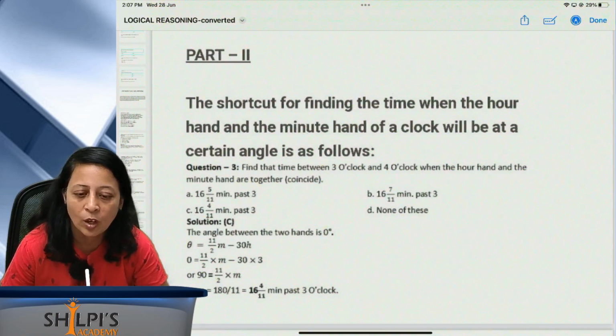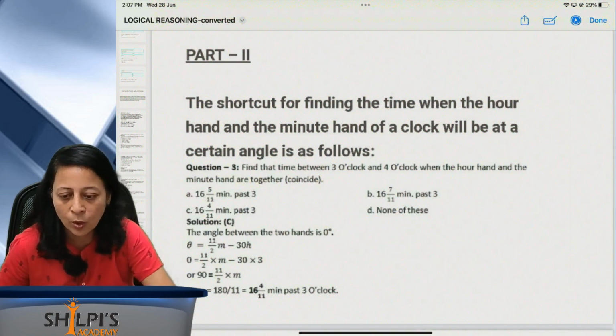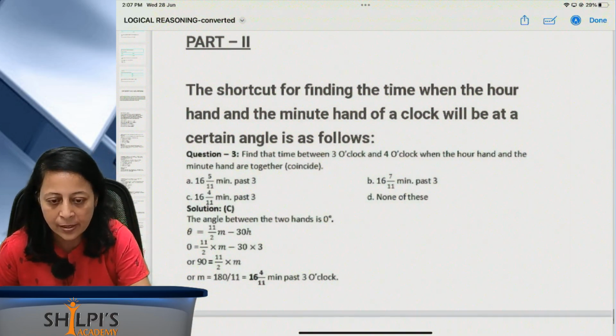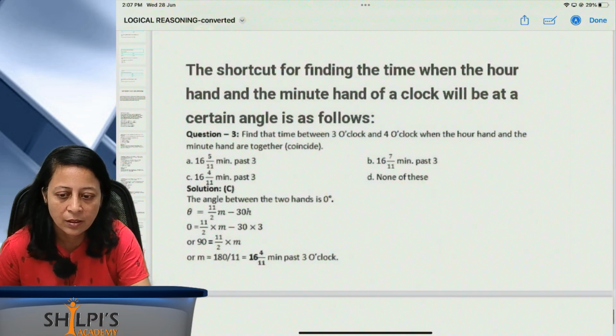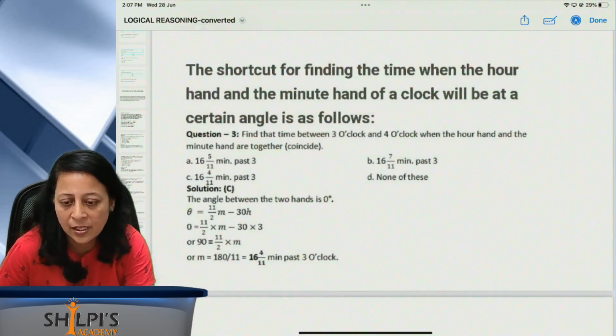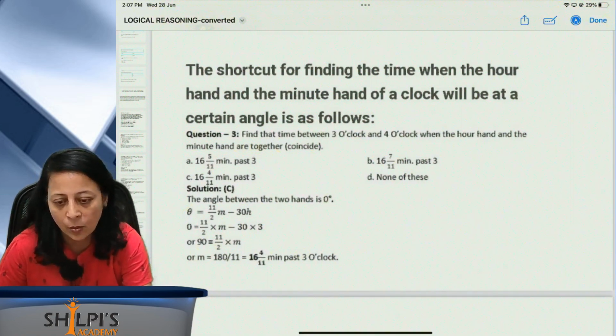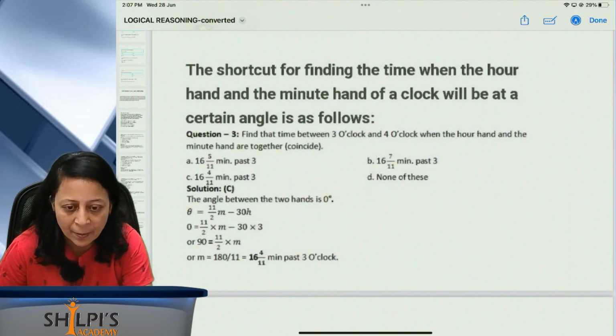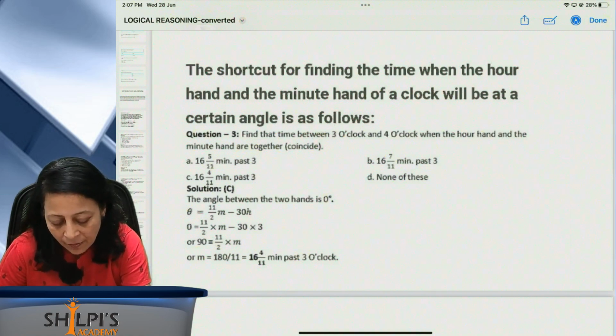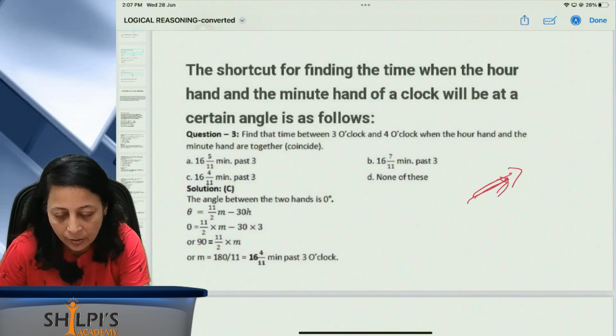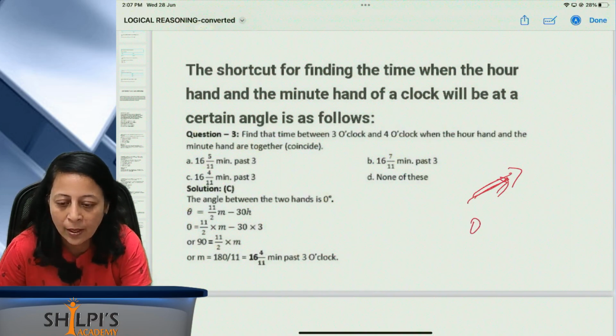Find the time between 3 o'clock and 4 o'clock when the hour hand and the minute hand are together. Here what they have given in the question is they are asking you to find out the hour and the minutes. When the hour hand and the minute hand are together, the small and the bigger one are on the same track, so we take the angle as 0. So 0 is equivalent to 11 by 2 into m minus 30 into hour.